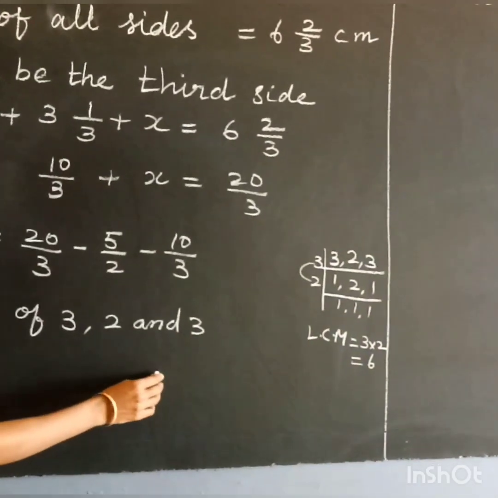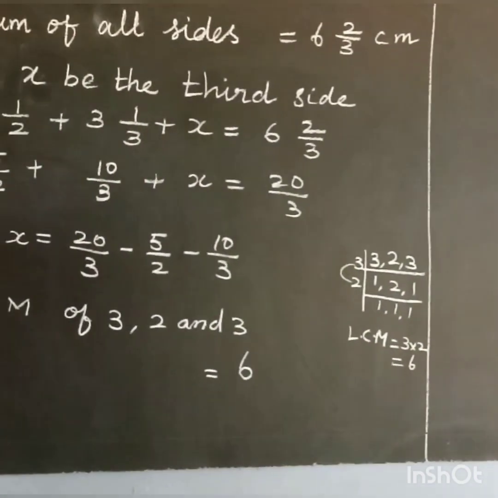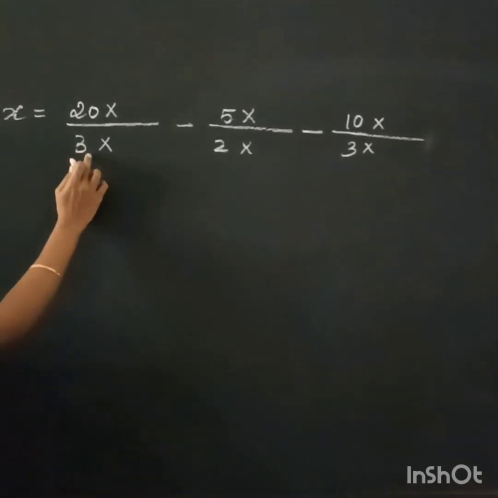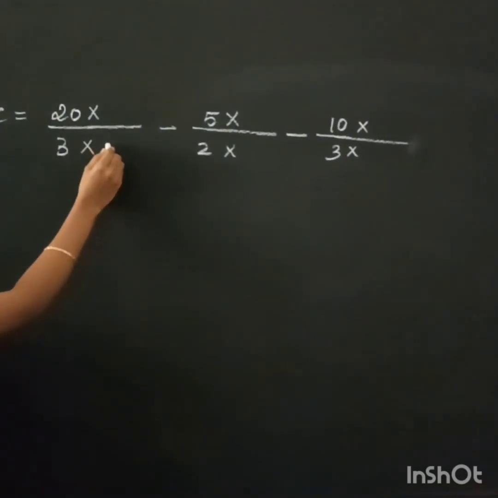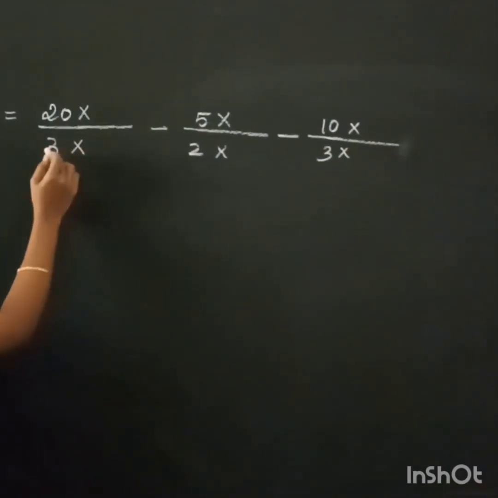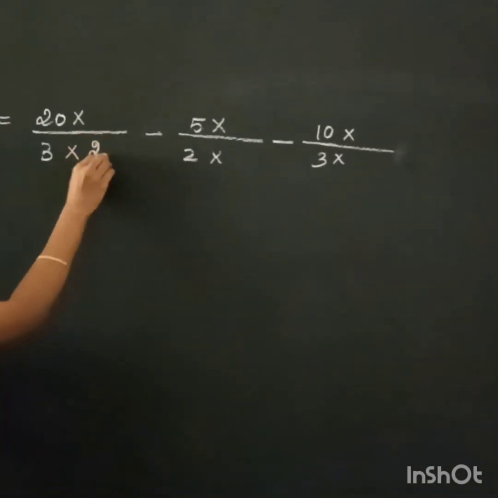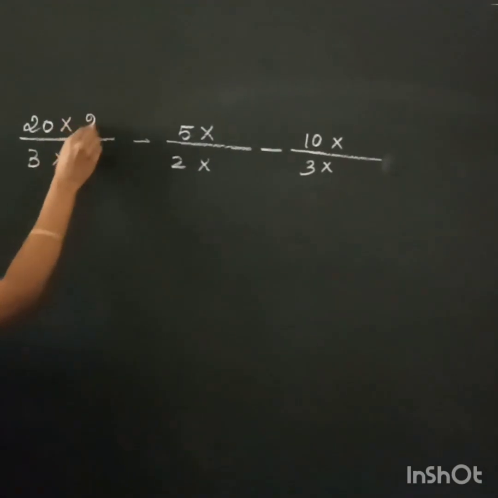What is the LCM answer? LCM answer is 6. Now see the denominator is 3. We change it to 6. So in the 3 table, which number do you multiply to get 6? In the 3 table, 1 3s are 3, 2 3s are 6. So multiply by 2 here.